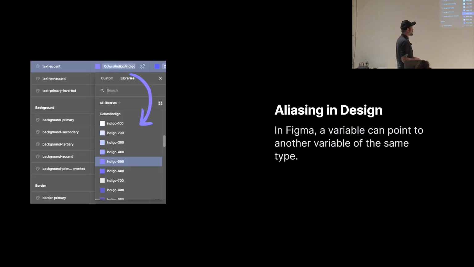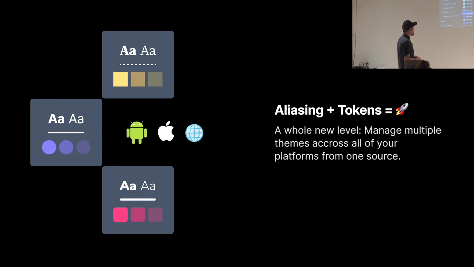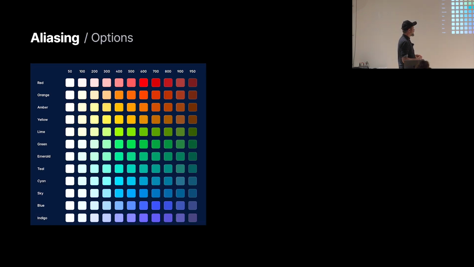And we can also do this in Figma, for example. We can also add an alias between different variables. But in the token world, this is a whole new level, I think, because now we can manage multiple themes across many different platforms. And that's the real power, I think, when we talk about design tokens. So let's start here with options.